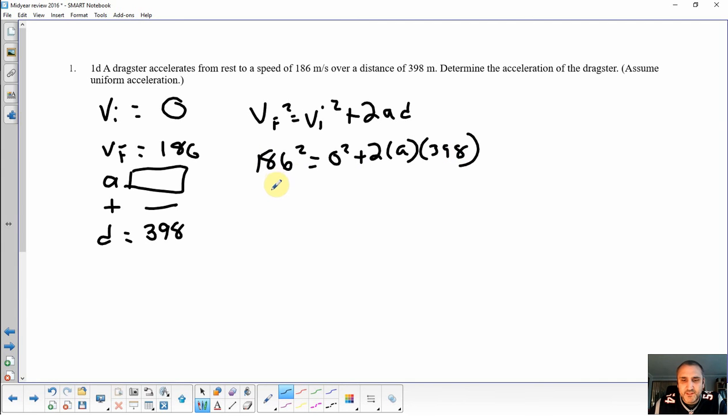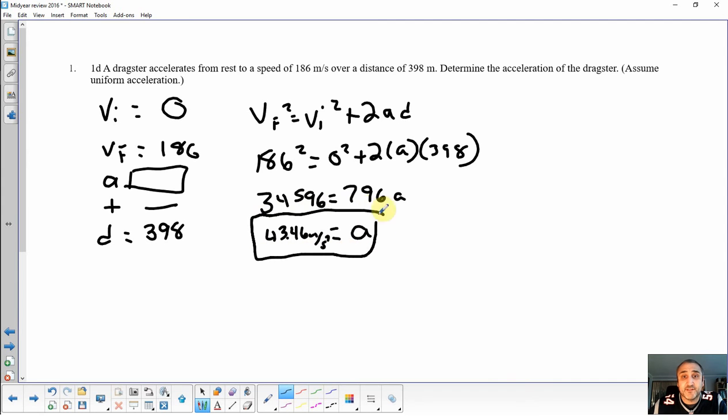186 squared is actually a pretty big number. 34,596 equals 2 times 398, which is 796, and I carry down the A. So this times this gives you 796, and 186 squared is 34,596. Divide both sides by 796, and you should end up with an acceleration of 43.46 meters per second squared.